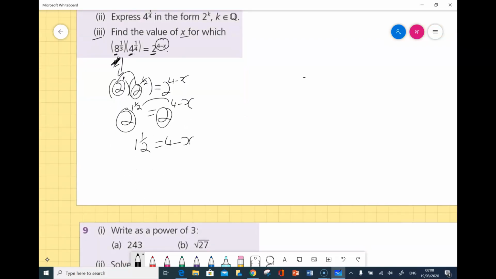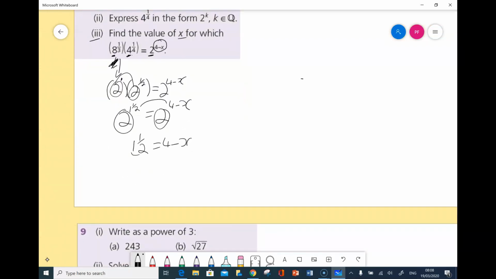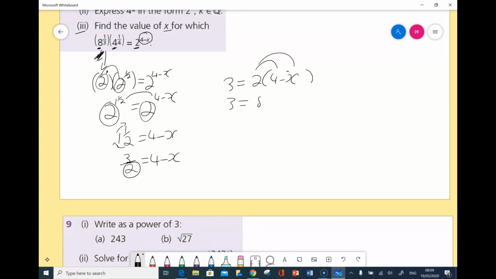Now let's convert 1 1/2 into a top-heavy fraction. 2 times 1 is 2, plus 1 is 3. So it's 3 over 2 equals 4 minus x. 2 is dividing, so it'll come across to multiply. So 3 is equal to 2 times 4 minus x. 2 multiplies into the brackets, so 3 is equal to 8 minus 2x. Minus 2x comes over to the left, and 3 will come over to the right. So I'll get 2x equals 8 minus 3. 2x is equal to 5, and x is equal to 5 over 2.